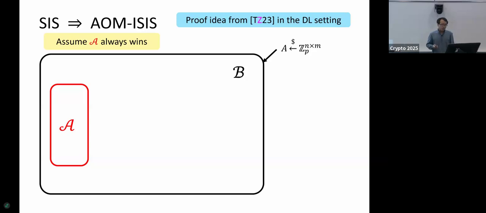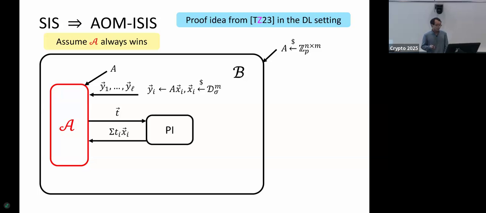Initially, B, after receiving this random matrix A, just runs A with the matrix and also L challenges sampled by itself. Since the x_i are sampled by B, B can just answer A's queries honestly. After A returns all the solutions, if B can find some z_i that is not equal to x_i, then B just outputs z_i minus x_i.